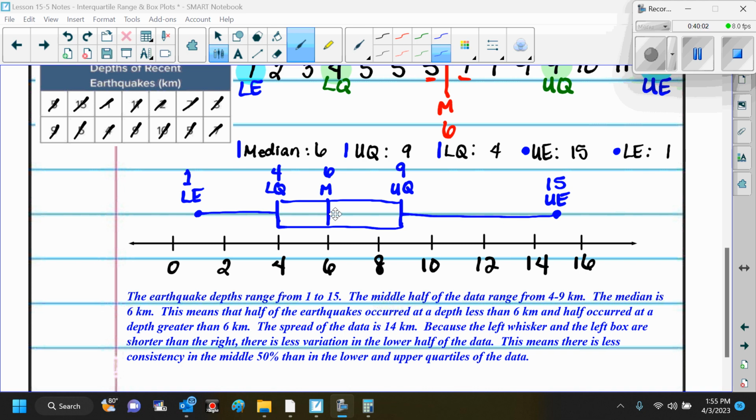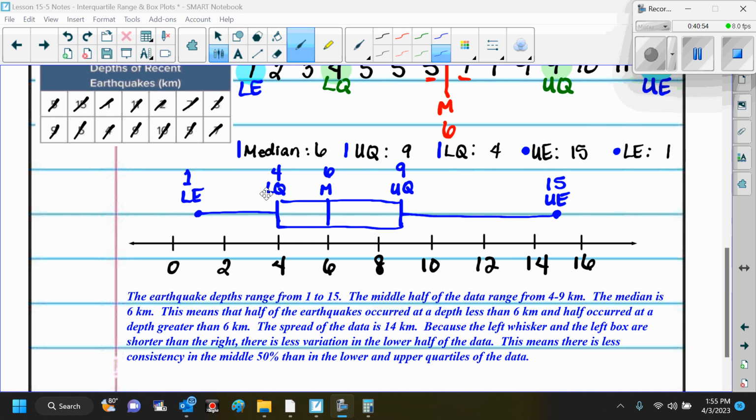So that means that half of the earthquakes occurred at a depth less than 6 kilometers below the Earth's surface, and half occurred at a greater depth. Okay? The spread of the data is 14 because we've got the range, which is 15 minus 1, that's 14 kilometers. Now, if you look at the size of the boxes and the whiskers, because the left whisker and the left box are shorter than the upper half, then there is less variation in the lower half. Not by too much, but there is less variation.